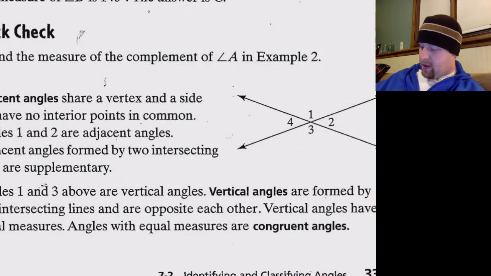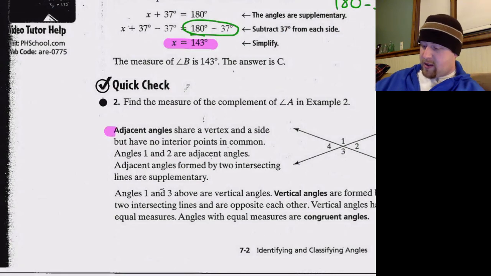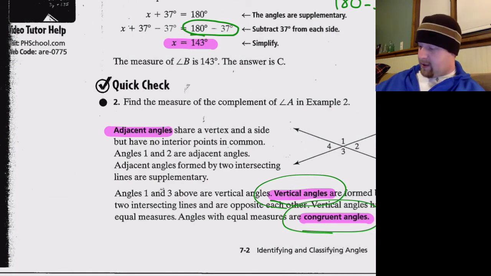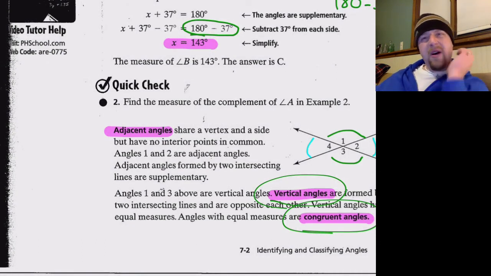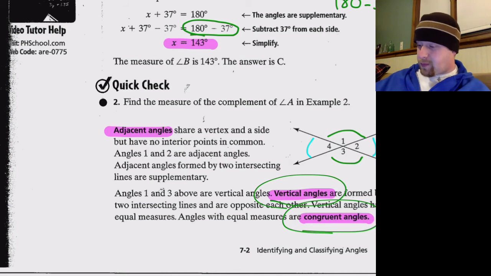Okay, there are also some key terms in here: adjacent angles, vertical angles, congruent angles. We talked through vertical angles and congruent angles, vertical angles being angles like 1 and 3, or 2 and 4, but we didn't talk about adjacent angles. Adjacent angles are angles that are right next to each other. So angles 1 and 4 are adjacent. Angles 1 and 2 are adjacent. Angles 2 and 3 are adjacent. Angles 4 and 3 are adjacent. So those are adjacent angles.